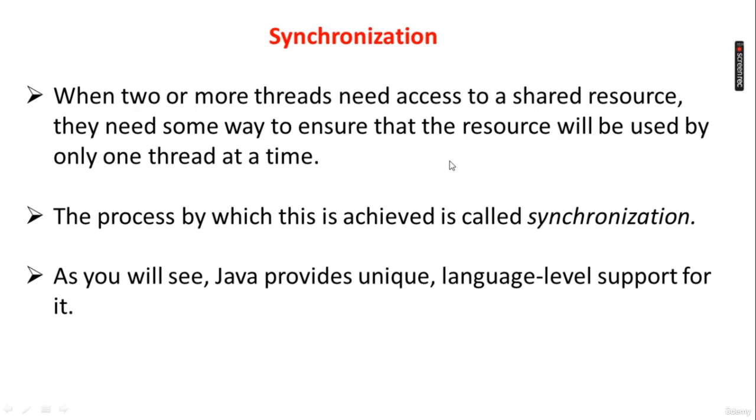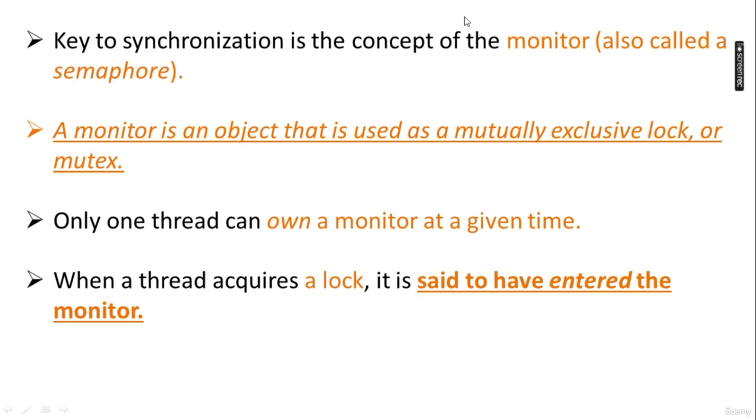So this is a very simple and famous example given related to synchronization. There should be a mutual understanding between the threads, and synchronization is built depending upon that mutual understanding. The process by which this is achieved is called synchronization. Java provides unique language level support for it. Java has synchronization inbuilt. Okay, the key to synchronization is the concept of the monitor.